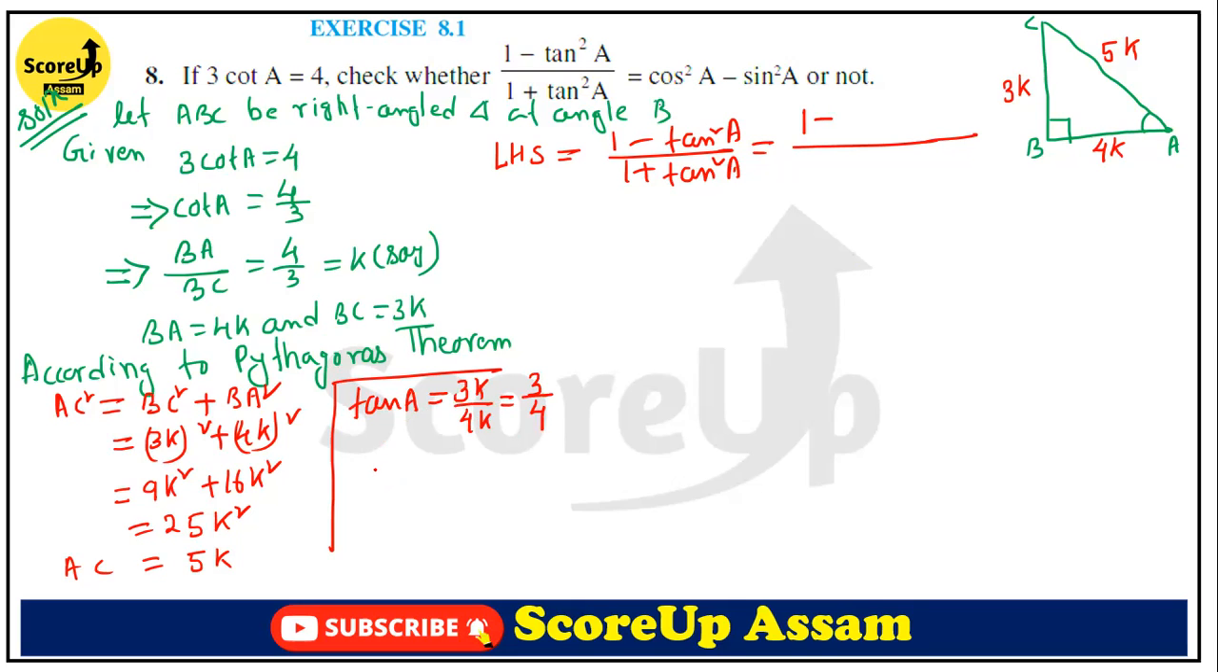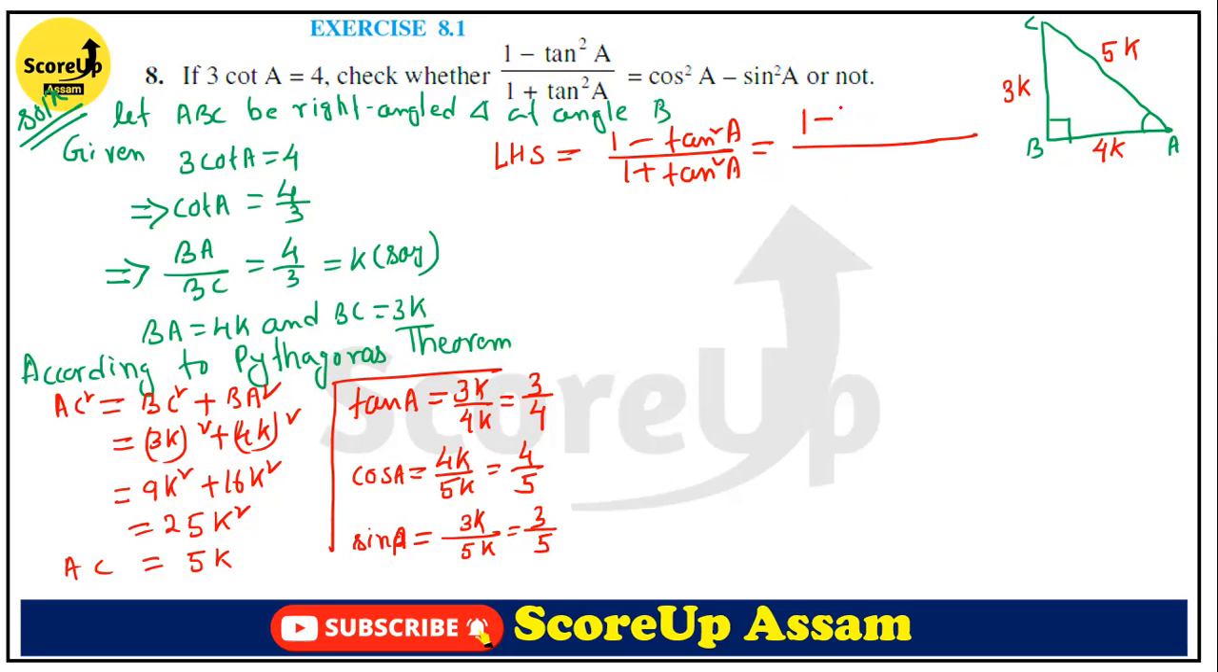So what is the value of now cos A? Cos A means base by hypotenuse. Now what is our base? It is 4k by 5k. That means 4 by 5. Now what is the value of sin A? Sin A means perpendicular by hypotenuse. What is perpendicular? Thrice k by 5k. So it is equal to 3 by 5.